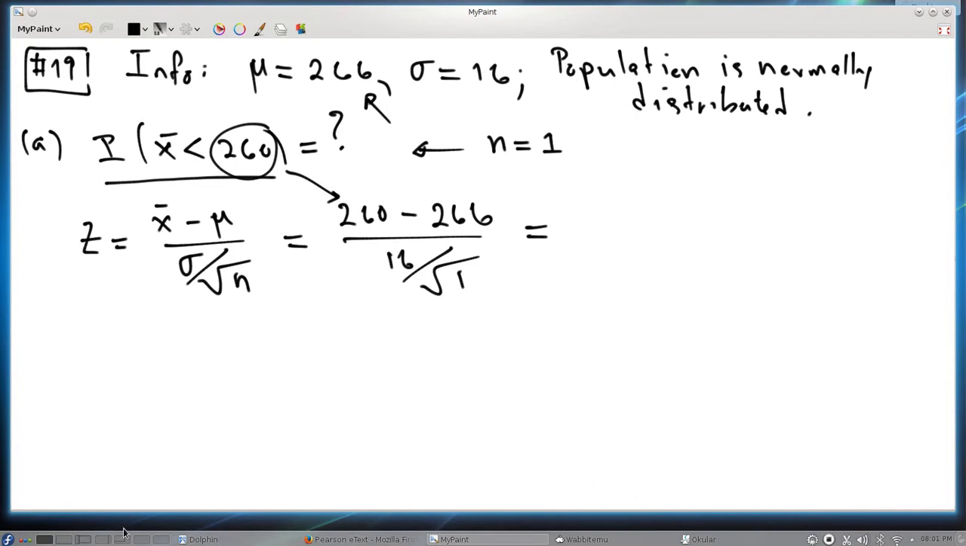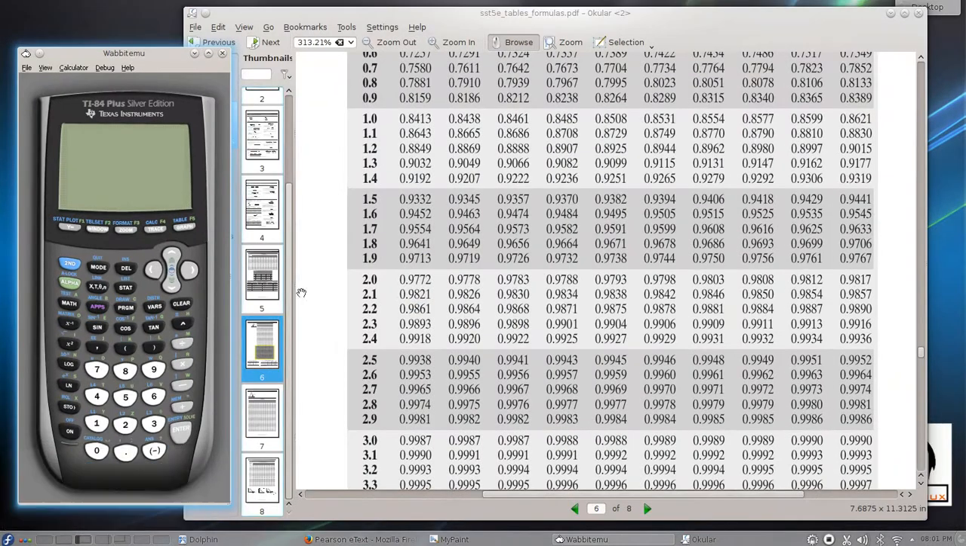And I think I have a calculator here that I like to demonstrate. So here let's compute that. So we have 260 minus 266 divided by 16, and the square root of 1 is actually 1, so we just ignore that, and this is the answer right here. We're going to round this. This is the z value, and we are going to round it off to 2 decimal places. So this will read negative 0.38. That's what I'm going to use.